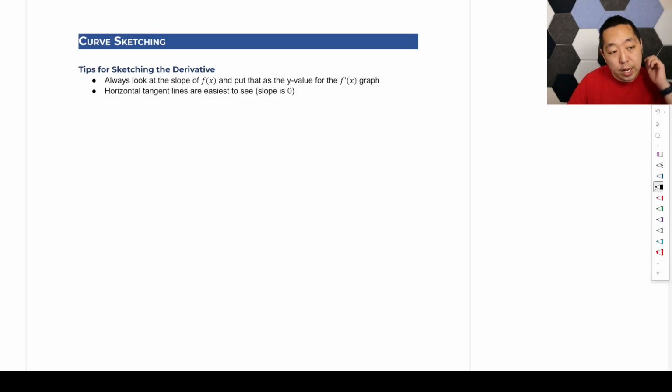So a lot of times you're asked to sketch the derivative of a function given another graph, or at least read which one's the derivative of what. And so this is just some tips. These are all things that we already know, but they're just some tips that I would say when you're doing a question like that.